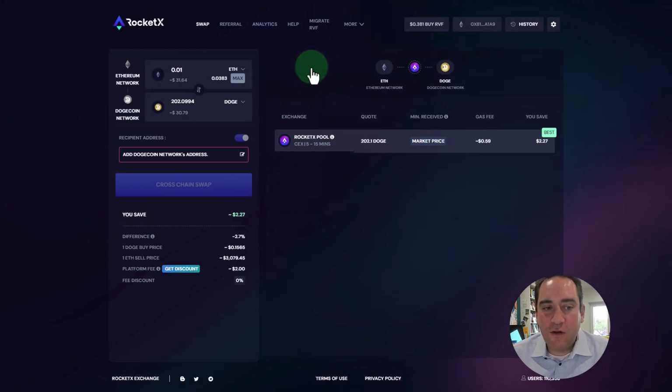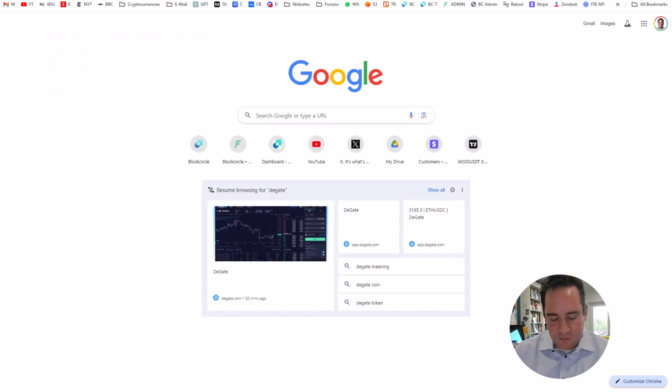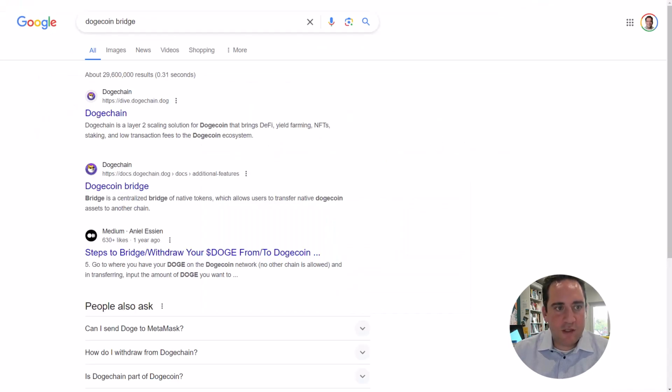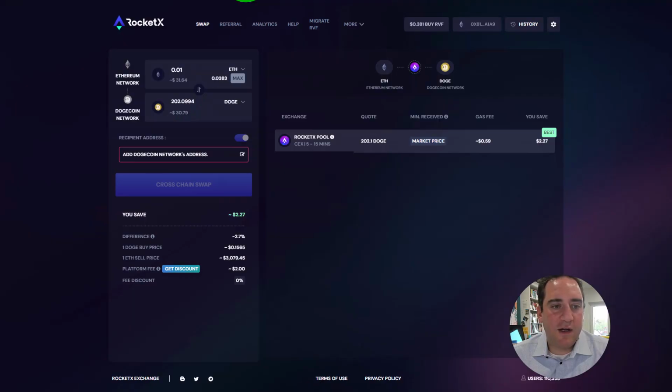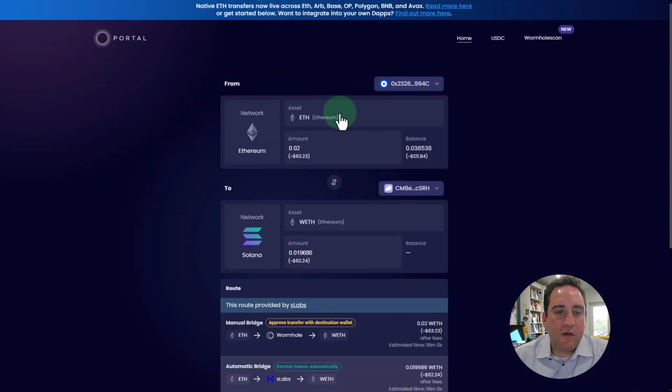So what you can do is bridge ETH to Doge, and in the network address, you can use the actual Dogecoin bridge, like the official bridge. And this bridge will give you an address. And then when you have the address, you can paste that directly into RocketX. And that allows you to bridge between ETH and Doge. So RocketX is incredible. Portal token is another very established, good solution tied with the Wormhole.